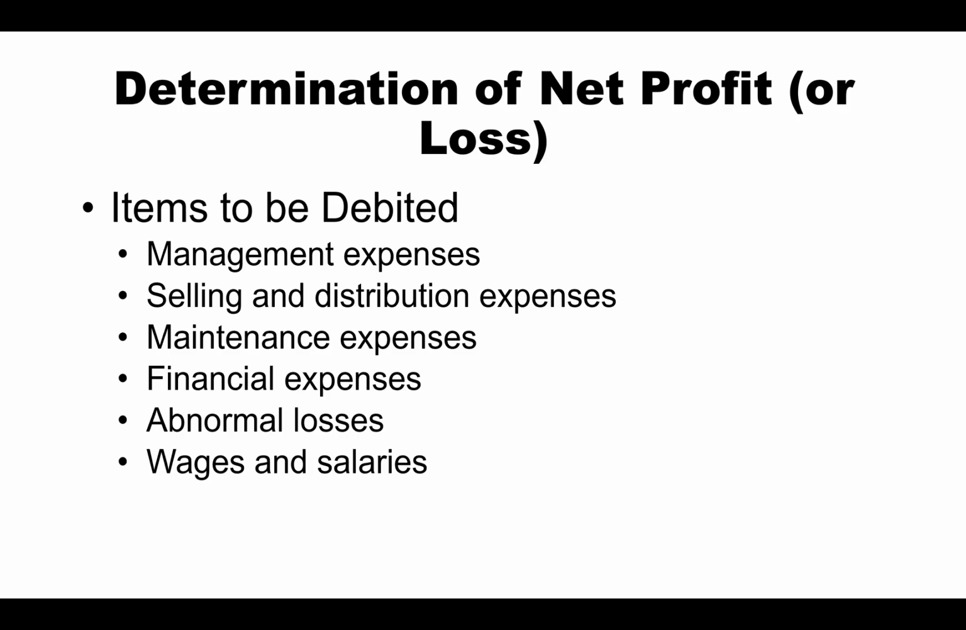Then you have the maintenance expense, which are expenses incurred for maintaining the fixed assets of the administrative office in good condition. Then you have the financial expense, expense incurred for arranging finances necessary for running the business. They may include interest on loan, discount on bills, brokerage, legal expense for raising loans, etc. Then you have the abnormal losses, these are losses which may arise during the accounting period.